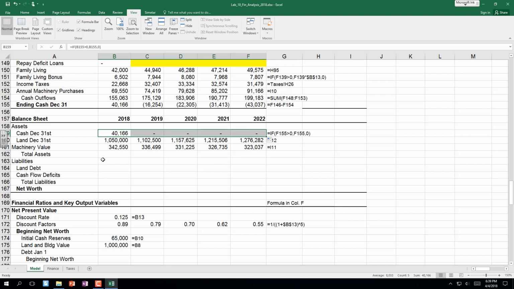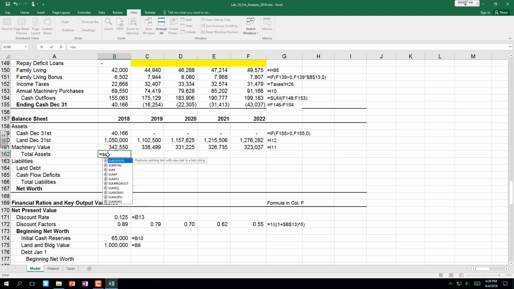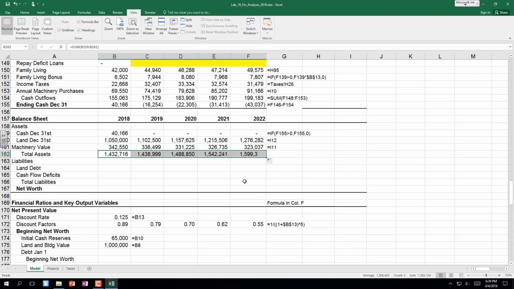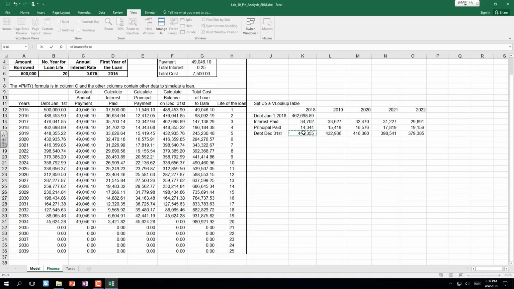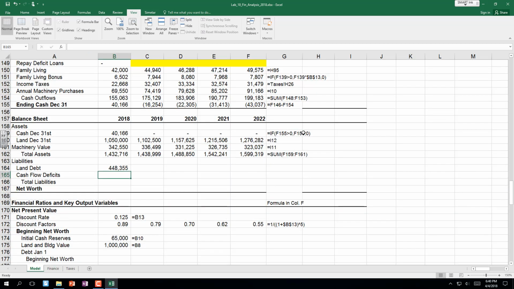Now I have total assets equal to the sum of those assets. Long-term debt. We did that a while ago. It's over in finance, right? And this is the debt that we have on December 31. So we go to finance, and debt is in K16 over there. Drag that across.